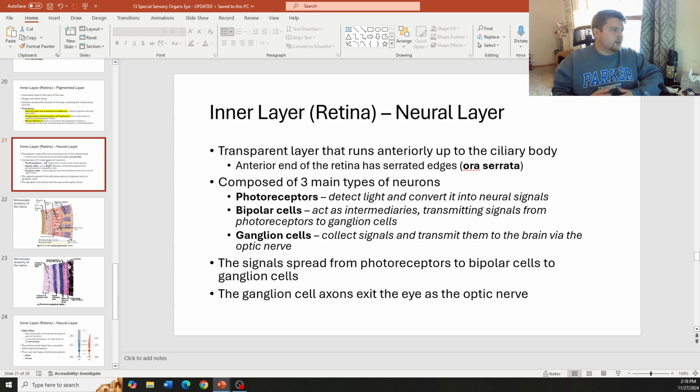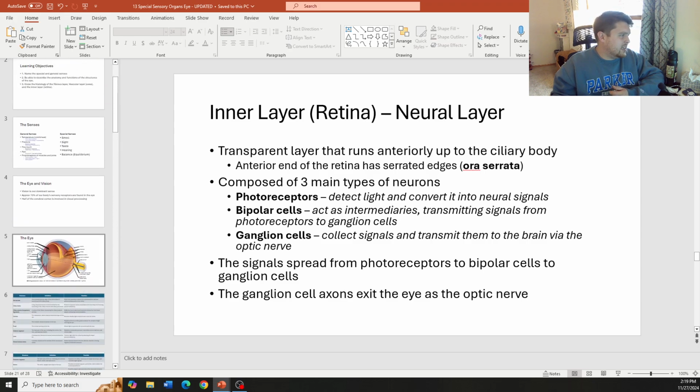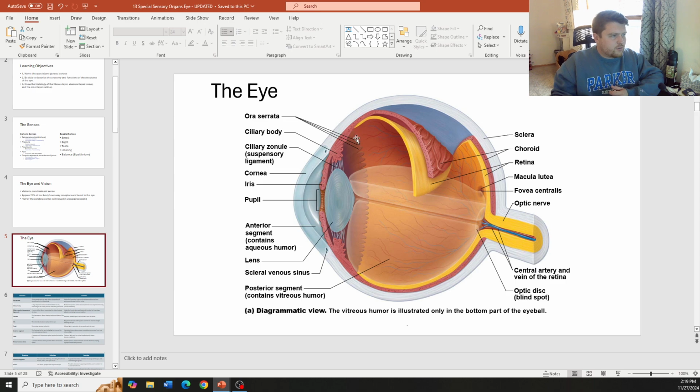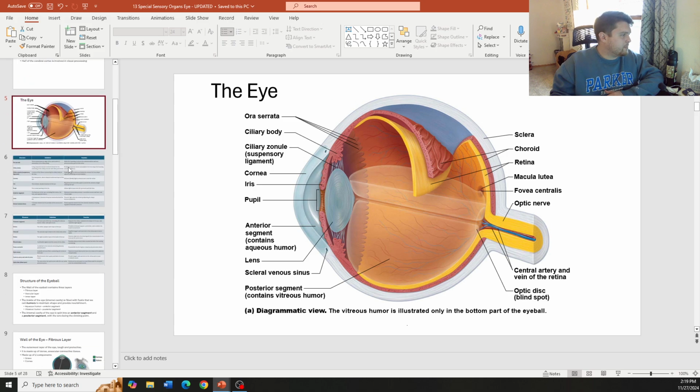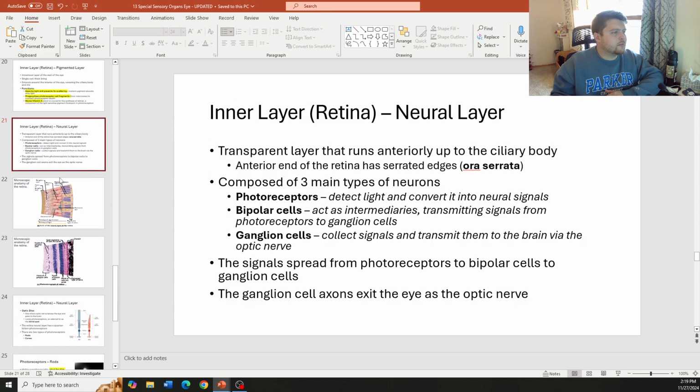The neural layer. This is the transparent layer that runs anteriorly up to the ciliary body. And the anterior end of the retina has some serrated edges. So it's these serrated edges right here, that's the ora serrata. That is where the retina ends. So it runs all the way along the back and stops right there and gives that serrated edge appearance.